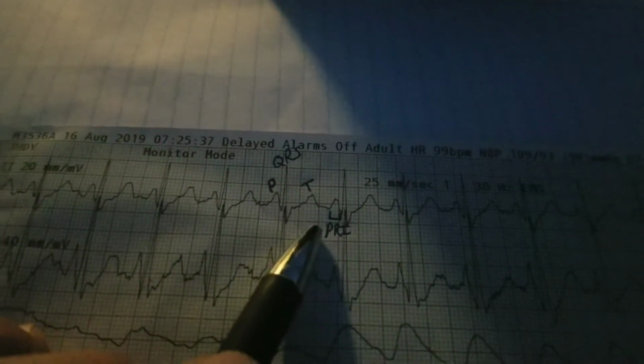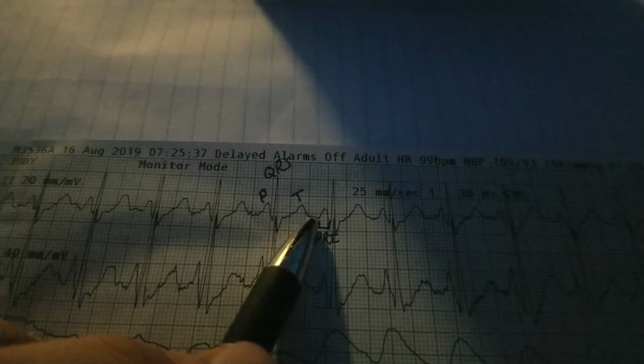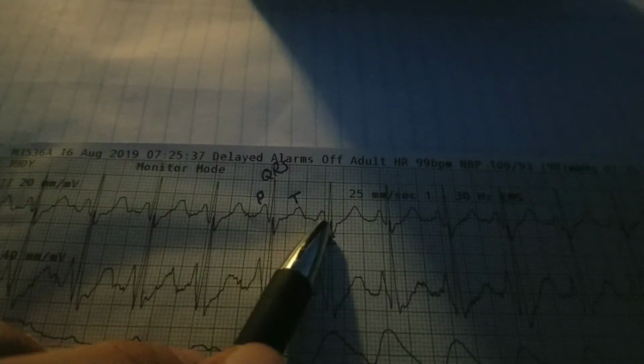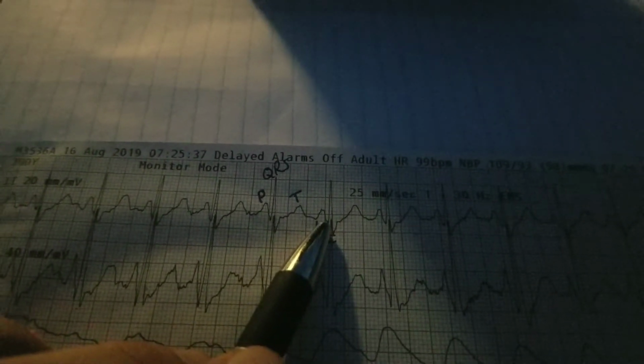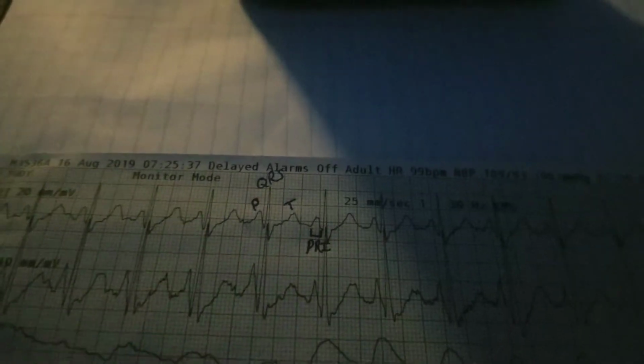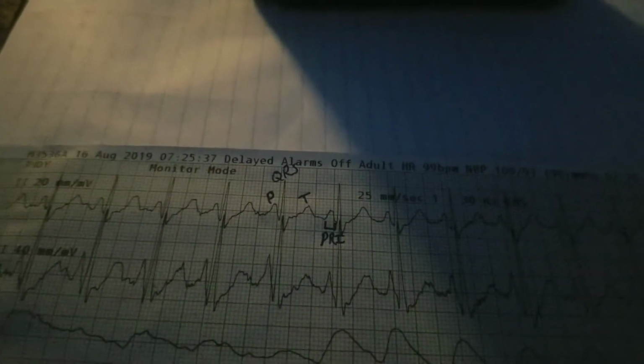The PRI, or the PR interval, is from the start of the P wave to the start of the QRS complex. That's going to come into play with our blocks here in just a minute.